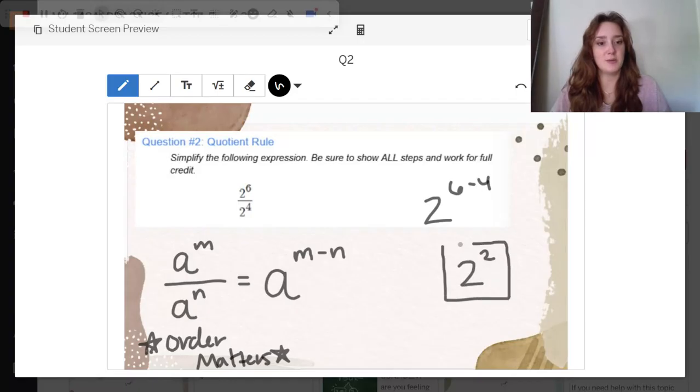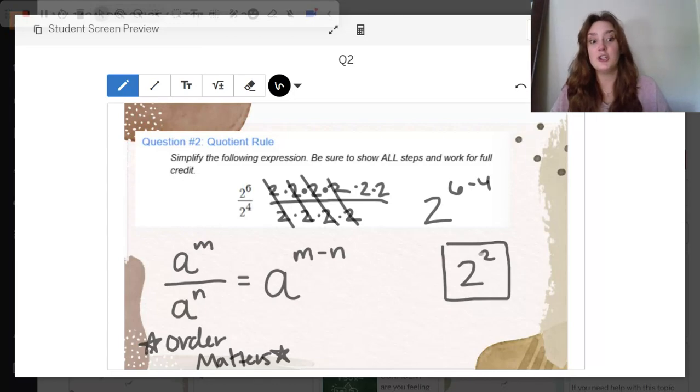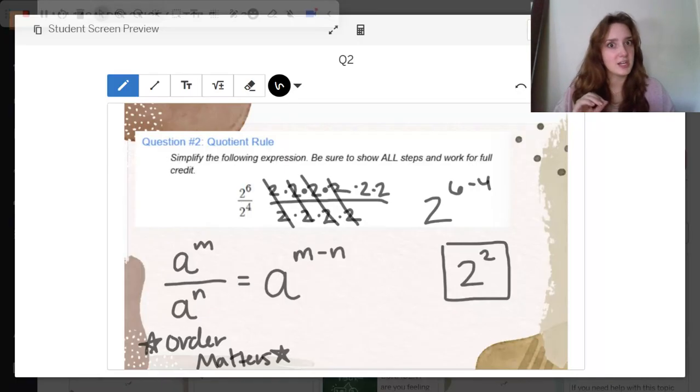I left a lot of room here because I wanted to show you how we would get the same answer if we were expanding it out. So we'd write 2 6 times, so 1, 2, 3, 4, 5, 6. Those are all being multiplied. 1, 2, 3, 4, 5, 6, and then 4 2's, 1, 2, 3, 4. And we can cancel, and we'll see that there are 2 2's left in the numerator. So 2 squared.